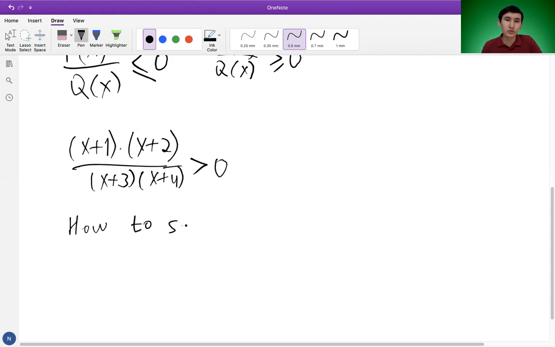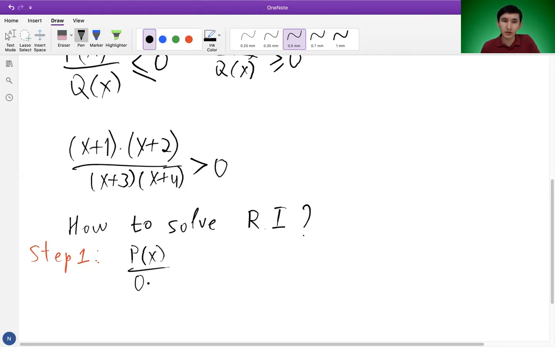Let me write it shortly. Rational inequality. We have multiple steps that we have to follow. Step 1. Make sure that every expression is on the left-hand side, and on the right-hand side, you must have only 0. For example, if you have P of x divided by Q of x is greater than 1, it is not the right case. You must have every expression on the left-hand side, and on the right-hand side, only 0.